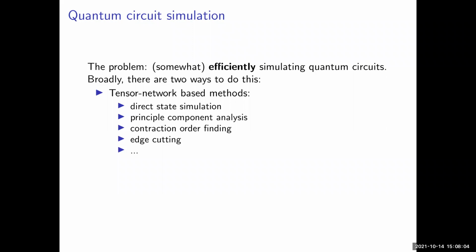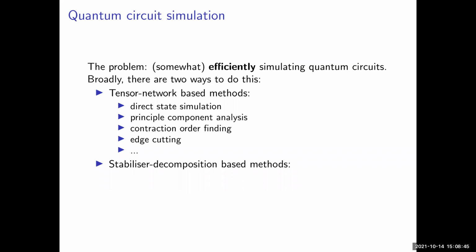The first approach is based on tensor networks. There's a whole bunch of smart things you can do with that. So the basic way is you do direct state simulation, where you have your starting state and you consume your gates and you get a more complicated tensor, and then you progress through the circuit. But you can do lots of things to do it smarter. Like you can do principal component analysis to throw away parts of the state that aren't important. You can find better contraction orders, which can really cut down the simulation time. You can cut certain important edges to split your tensor into multiple tensors that you can evaluate independently, and a whole bunch more stuff you can do. So that's one approach to simulating quantum circuits.